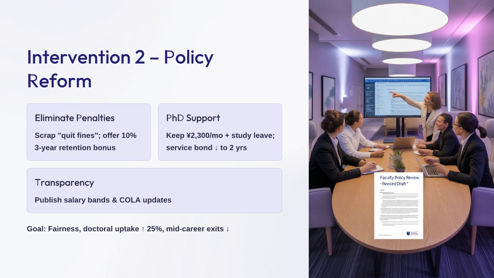And the last one is projected payoffs. Doctoral subsidy uptake rises 25%, mid-career voluntary exit falls 50%, climate service fairness scores rise by half a point. Turning sticks into carrots resets the psychological contract between faculty and institution.